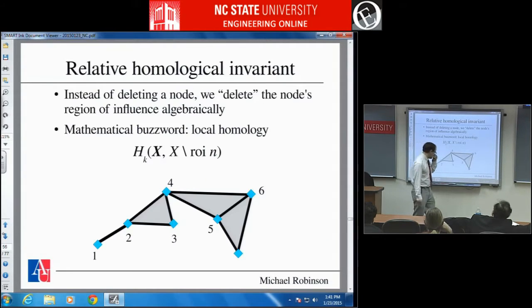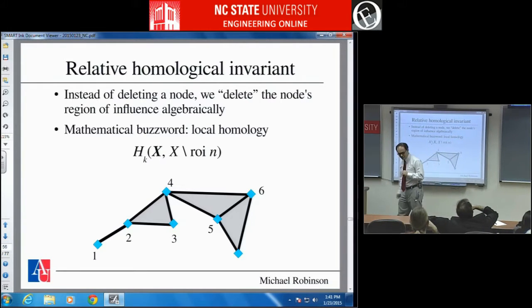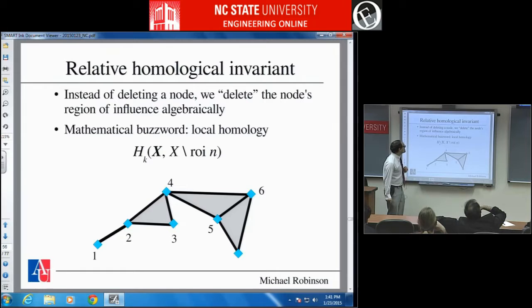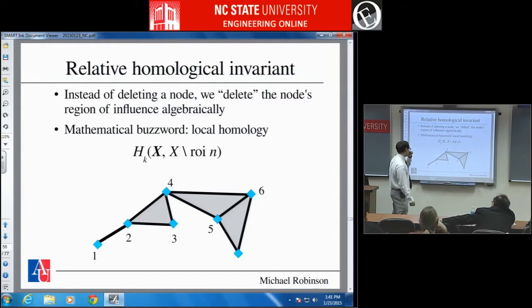Okay. Now, if we play off of this idea of knocking out portions of the network and asking what happens, we could also do this from a relative homological point of view or a local homological point of view, asking what's the hazard of node N going down. So if I have node N going down, I'll use local homology to do that. Now, every time I work with local homology, I get confused about what gets deleted and whatnot. So let me show you how this works, because this is a little non-obvious.